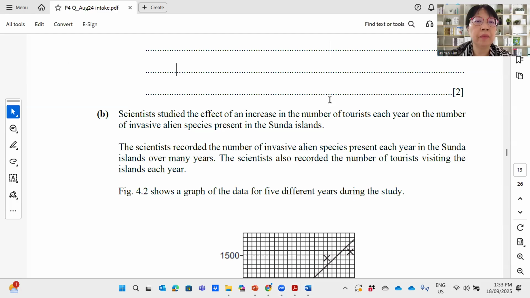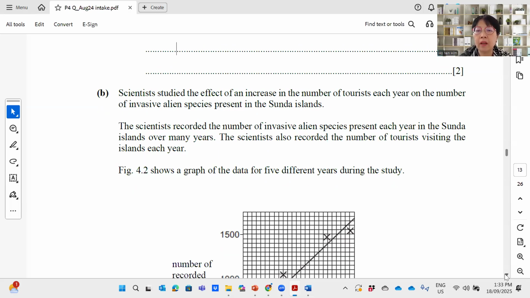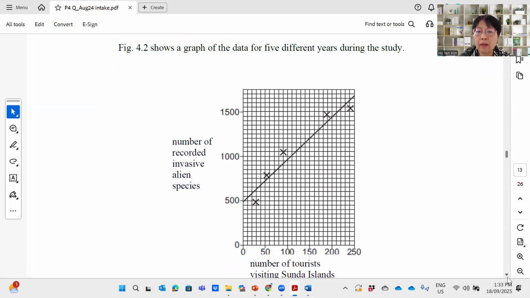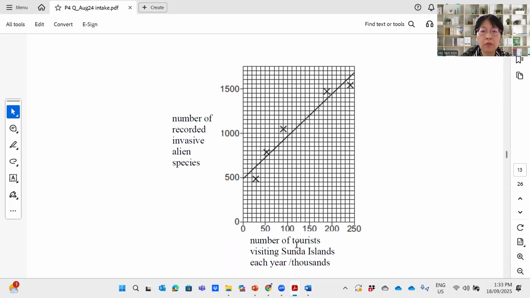Okay. So the scientists studied the effect of increasing the number of tourists each year on the number of cases. Let's look at the graph. So the graph is showing what? Number of tourists visiting the Sunda Islands each year in 1,000. That means every value here you must times 1,000, okay, to get the total number of individuals. Y-axis is the number of recorded invasive species.